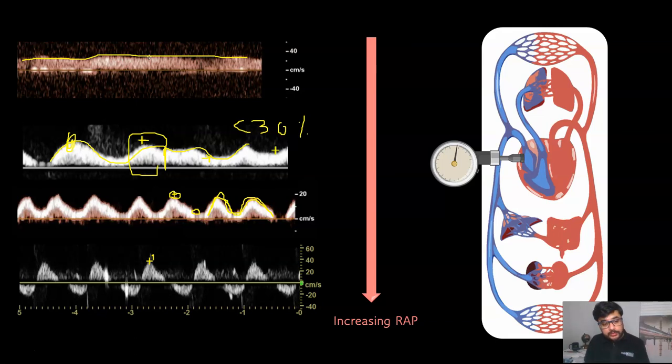And with further increases in right atrial pressure, you even have flow reversal below the baseline. And it typically happens when it is accompanied by severe tricuspid regurgitation. So during systole, there is reversed flow in the portal vein, like that you saw in the hepatic vein. During systole, the flow has reversed.